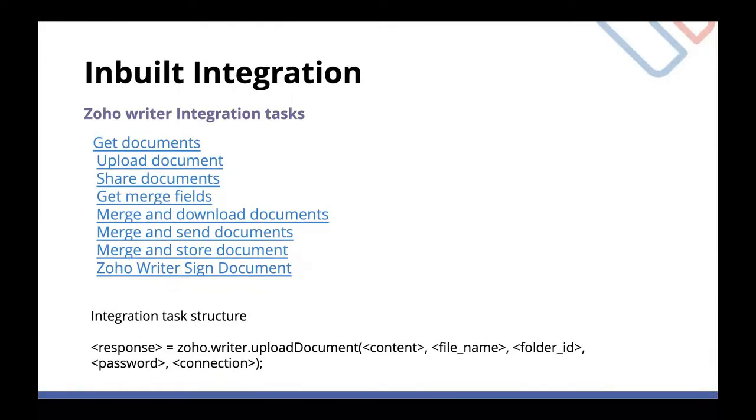The merge and store is what I told you. We can merge a document, get the data from Creator, merge it, and put the document in a particular folder in OneDrive. That is merge and store. The merge and sign is the Writer sign document we just saw. It creates a document in Writer and sends it to Zoho Sign for signature.